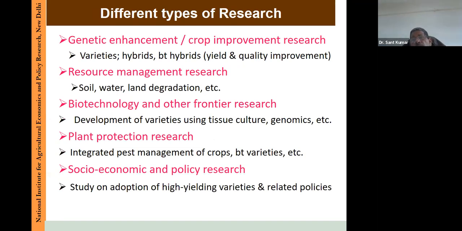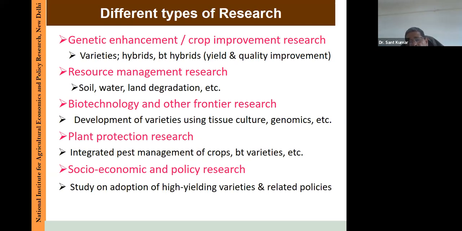And so we do different types of research related to crop improvement. We develop varieties. We develop hybrids. We have developed the BT hybrids, for yield and quality improvement. The resource management related research we do is related to soil, water, land degradation, biotechnology. In the other frontier research, we develop varieties using tissue culture, genomics.